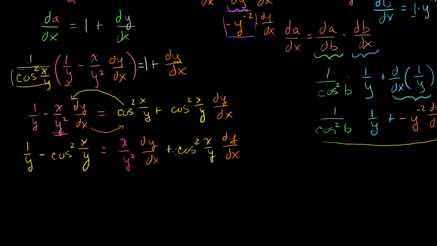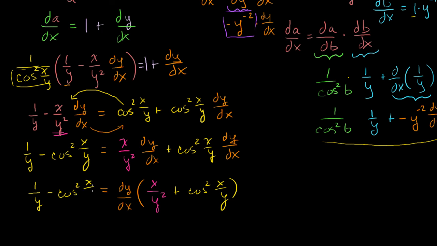Let's factor this dy dx out from the right-hand side. So this is equal to dy dx times x over y squared plus cosine squared of x over y. And that is equal to this thing over here. It's equal to 1 over y minus cosine squared of x over y.